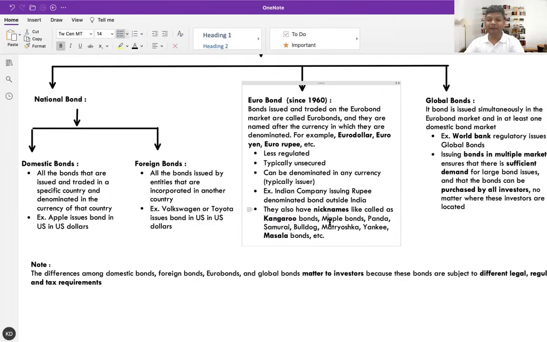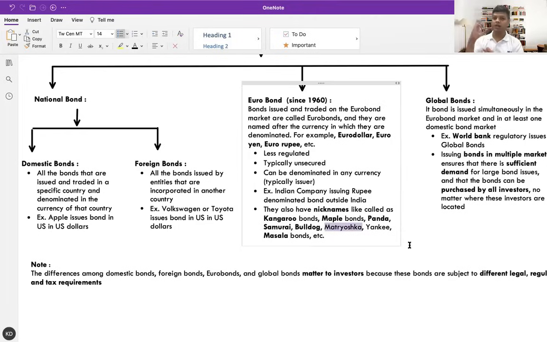Then you have maple bonds. Canada. Panda, very easy, China. Samurai is Japan. Bulldog is British bonds, pound-denominated bonds issued outside the UK. Matryoshka, anyone? Russian. That Russian doll, Matryoshka.